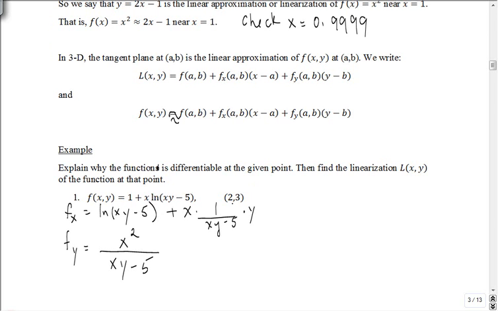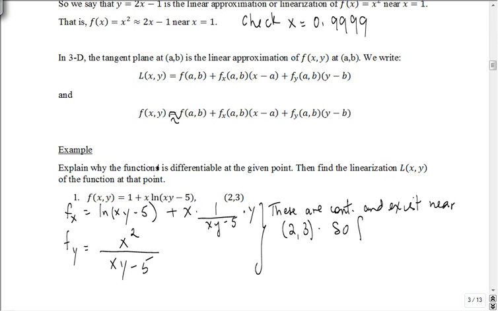And if you notice, both of these functions are continuous. Okay? So these are continuous and exist near 2, 3. So f is differentiable at 2, 3.